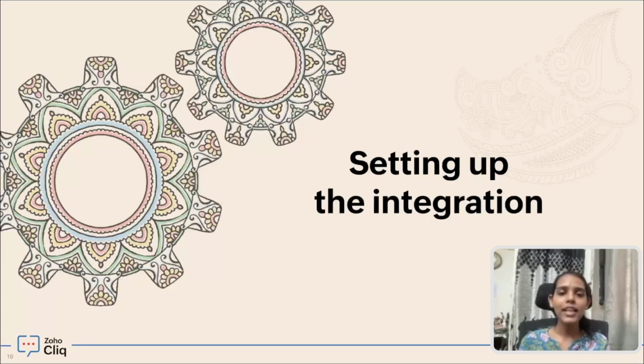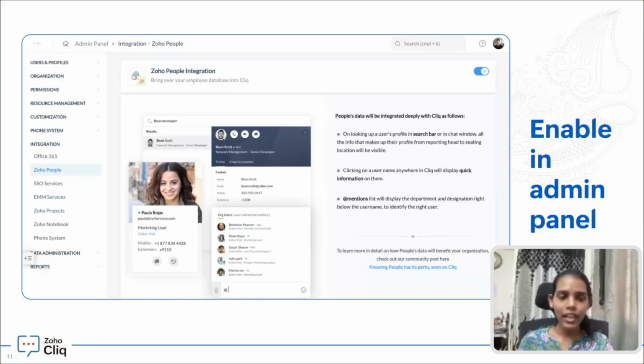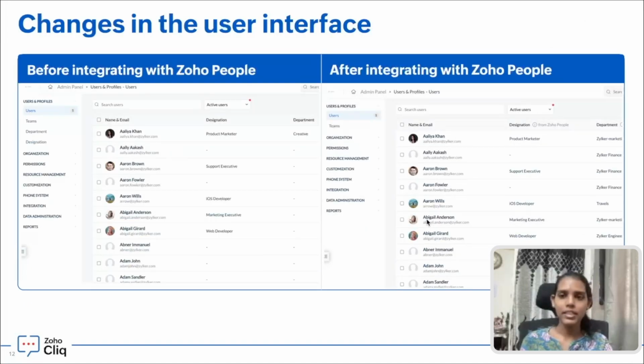So how exactly to set up this integration? Very simple. Just navigate to the admin panel in Zoho Cliq, and on the left hand side under Integration you will see Zoho People. Just turn on the integration with the help of this option here. So once you enable this integration in the admin panel, there are a lot of things that will change inside Zoho Cliq. And the first thing is the user interface itself.